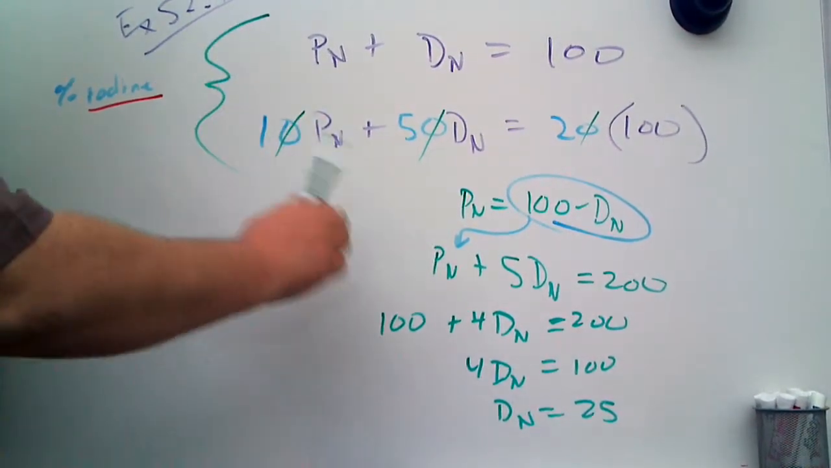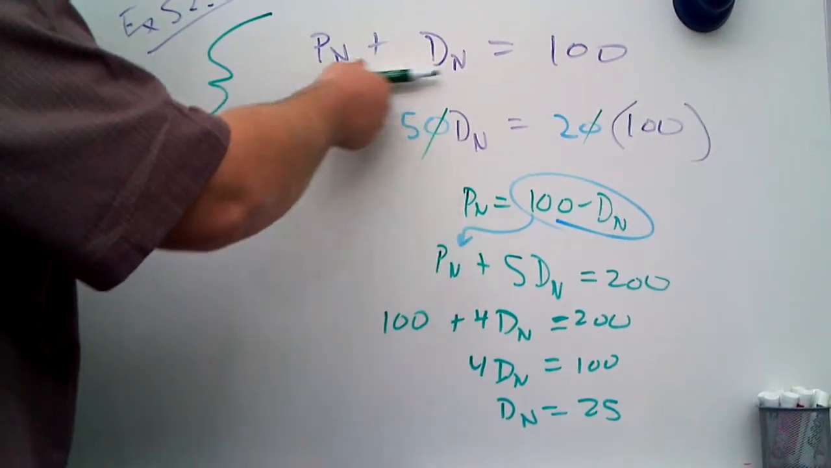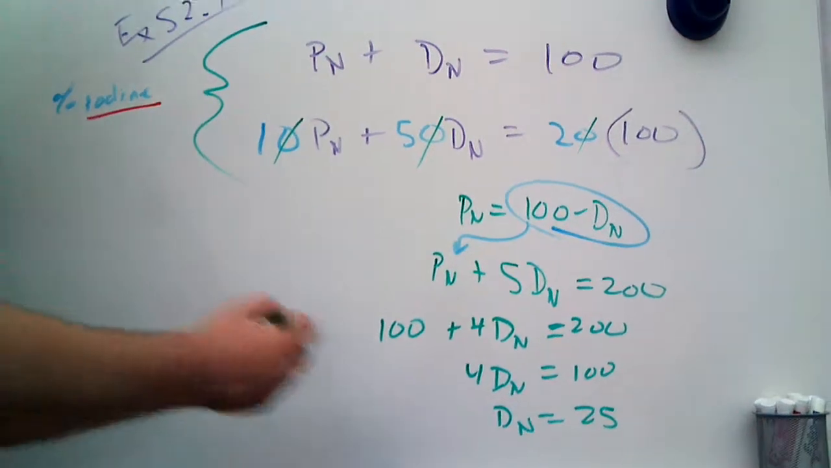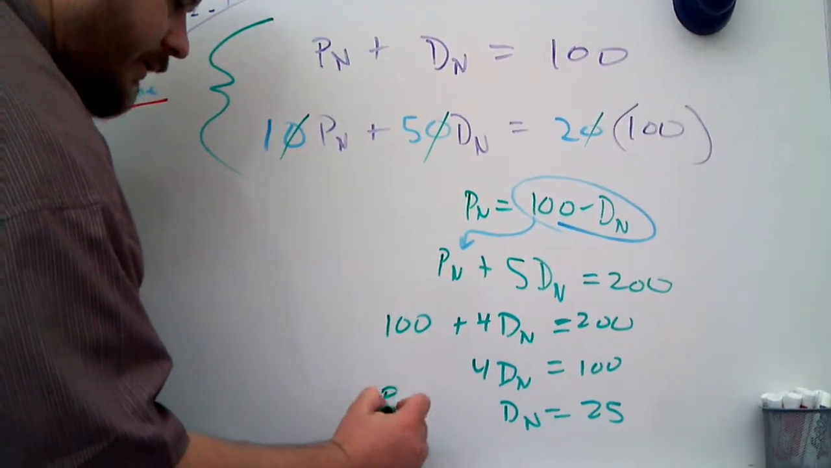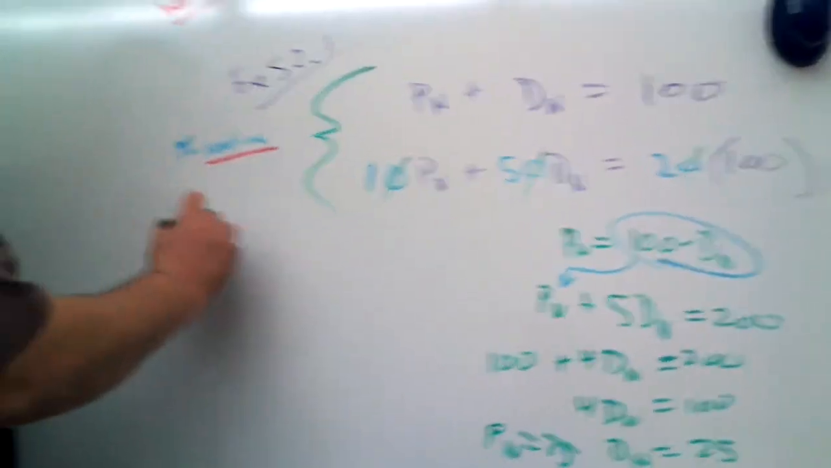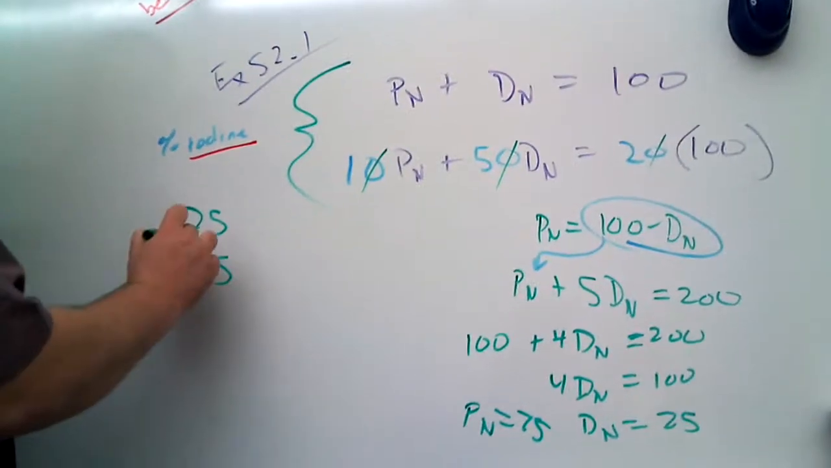I can use any of these equations here. I would go for this one here, or this one, but if dn and pn need to add up to 100, that means 75. Okay, that works too. So my answers are 25 and 75.